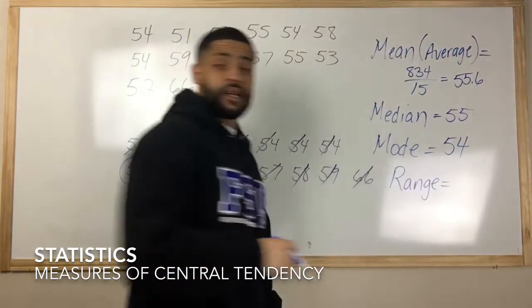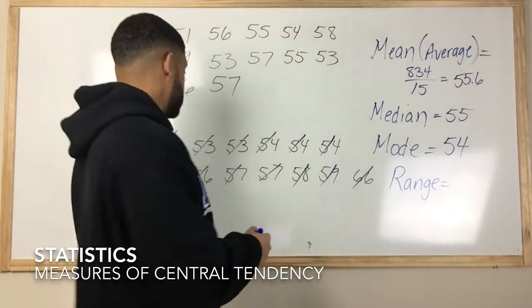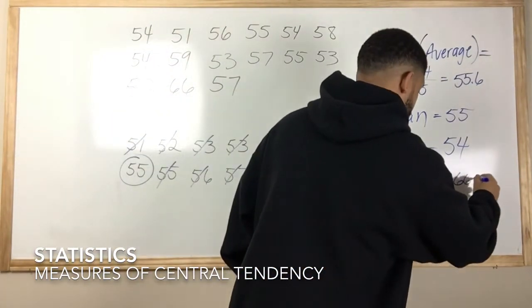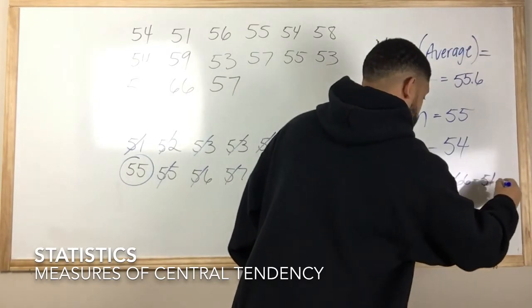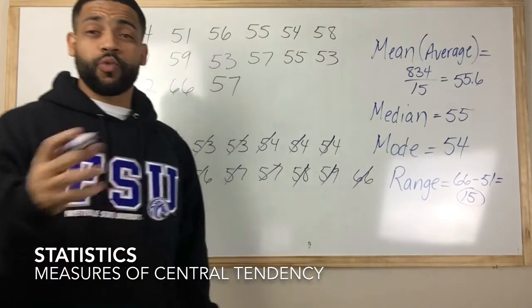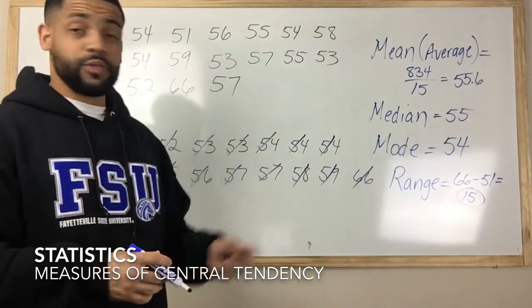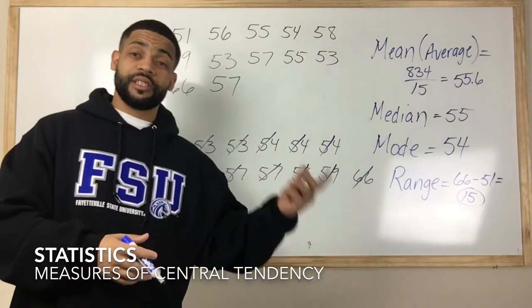And then you have the range. The range is the largest number minus the smallest number. In this case, we have 66 minus 51, which equals 15. So the range of the data set in this case is 15. We take the largest number minus the smallest number.